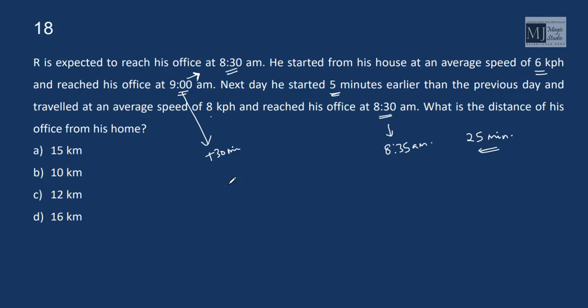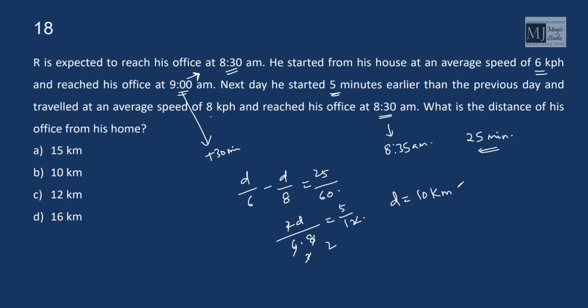So we can use this. D by 6 minus D by 8 is 25 minutes. 8 minus 6 is 2, 2D by 6 into 8 is 5 by 12. D equals 10 kilometers.